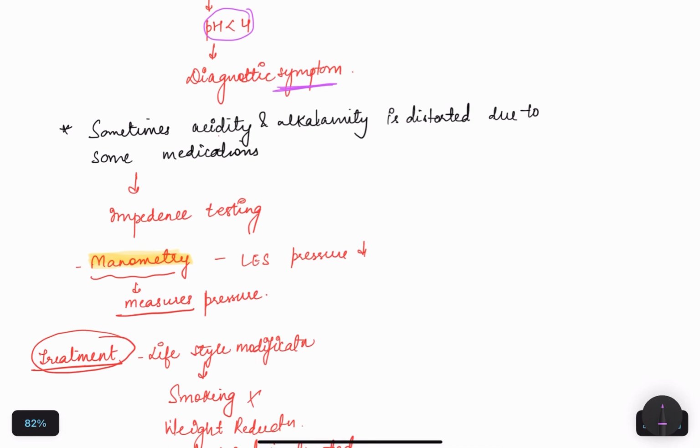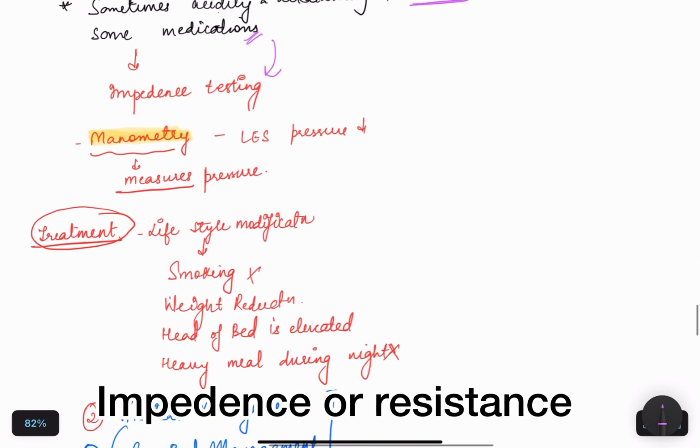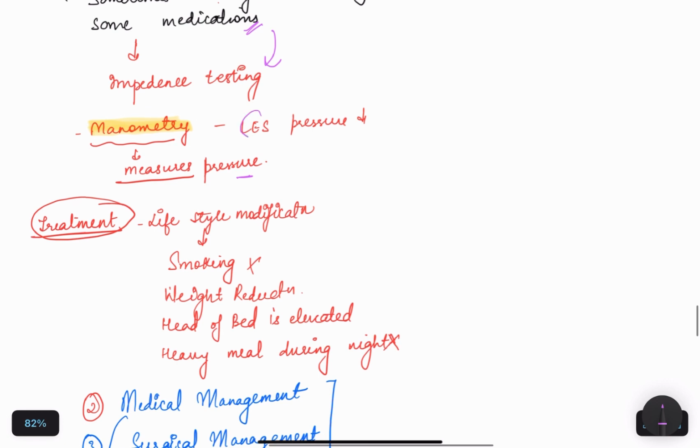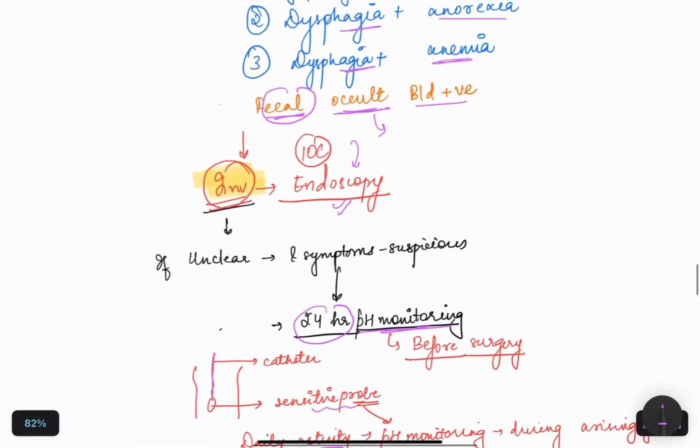If, due to any condition or medication, the acidity or alkalinity is distorted, we will do impedance testing or we will do manometry. It will measure the pressure, and in this case the lower esophageal sphincter pressure will be decreased. These are the investigations of choice.